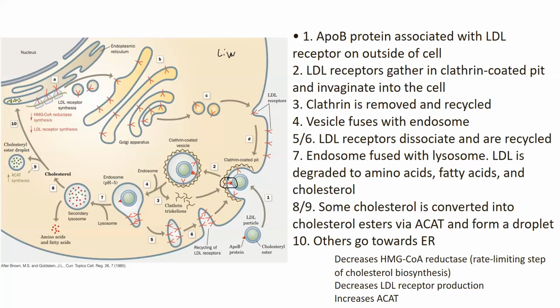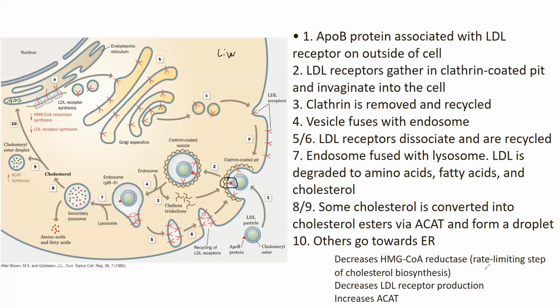So these can be shipped off to different parts of the cell for different things, you know, make hormones, make bile acids, whatever. Some of the other cholesterol, though, goes directly to the ER. And the reason they go to the ER is because this cholesterol is a signal. Once the cholesterol goes to the ER, they do a couple of things. One, they trigger the decrease of HMG-CoA reductase. What is that? So that's explained down here.